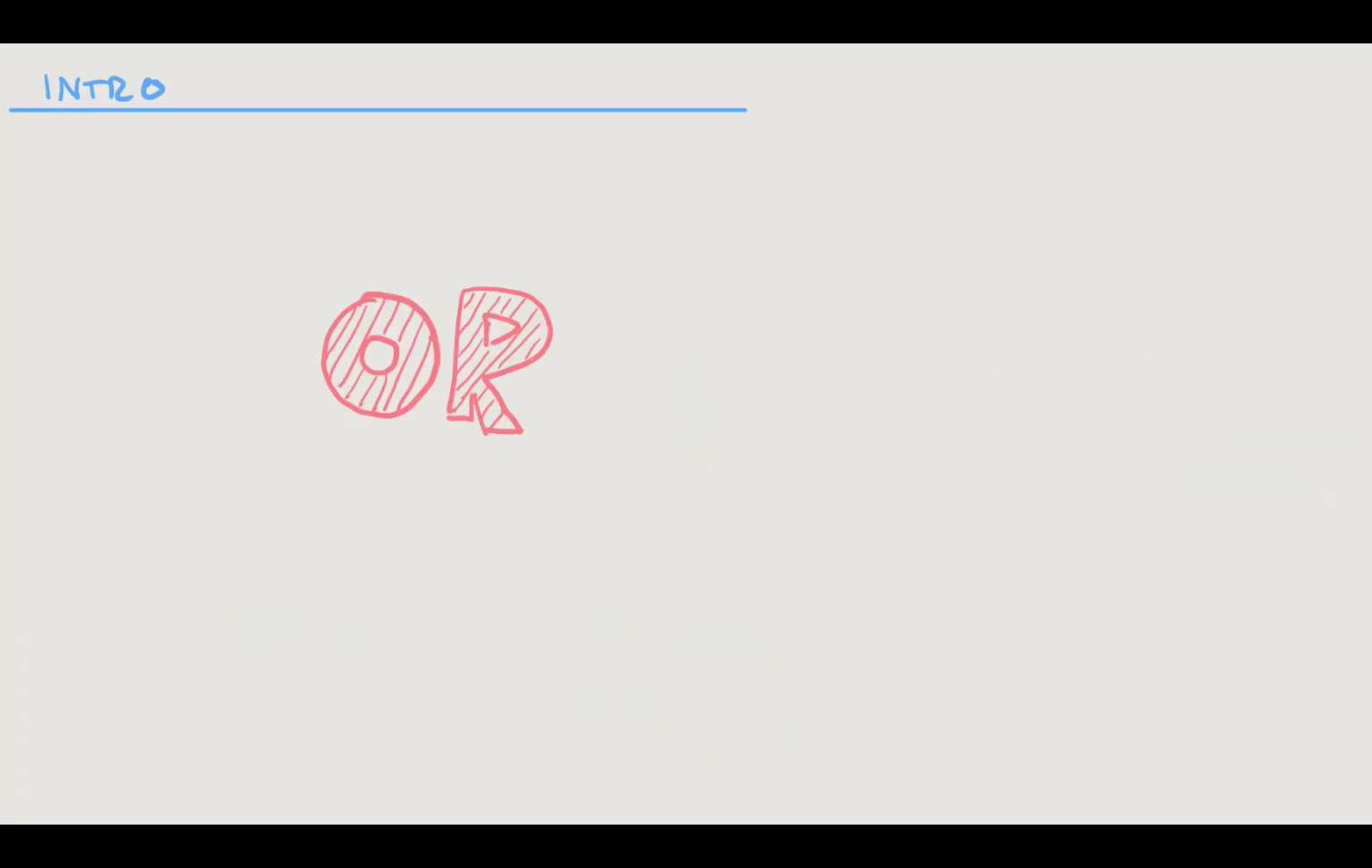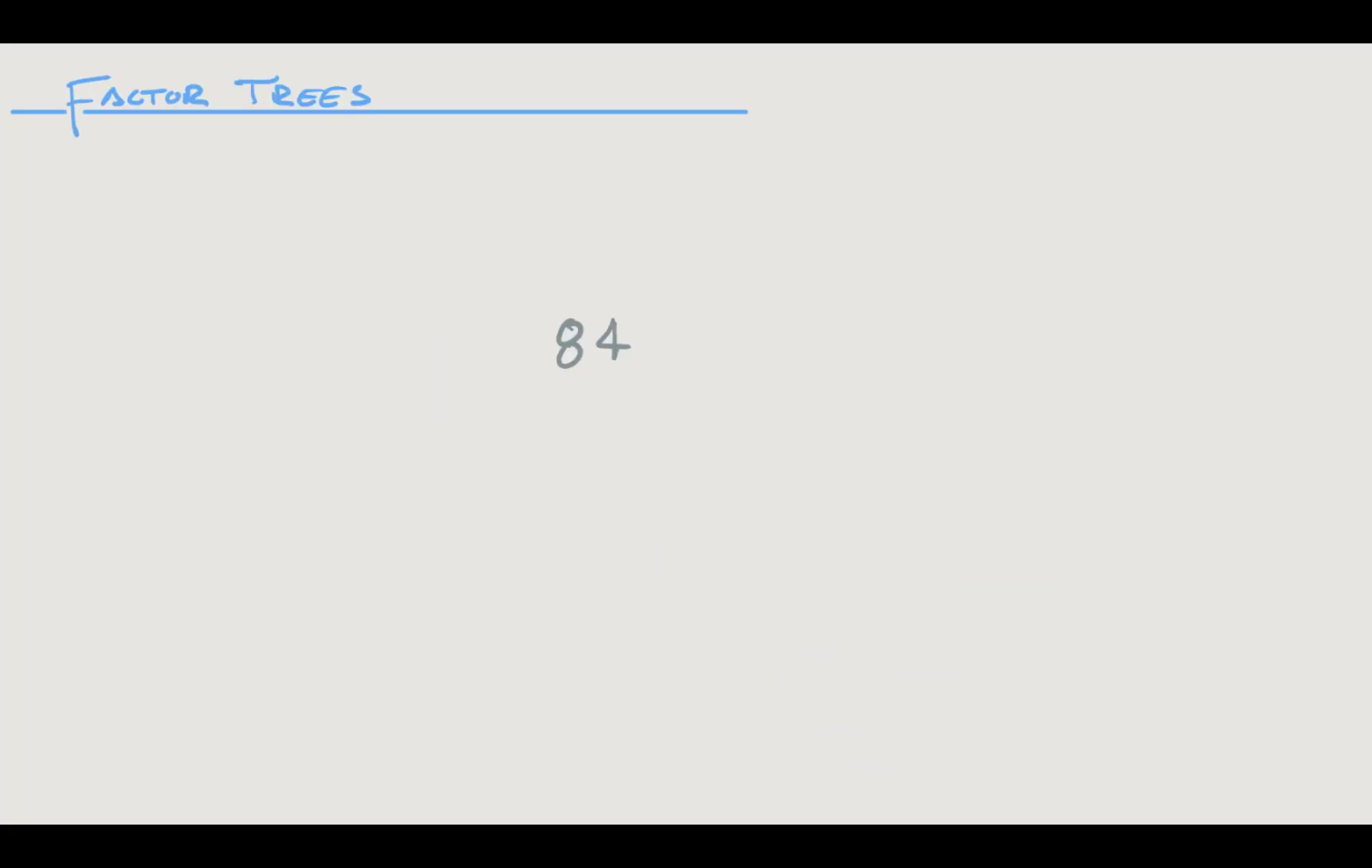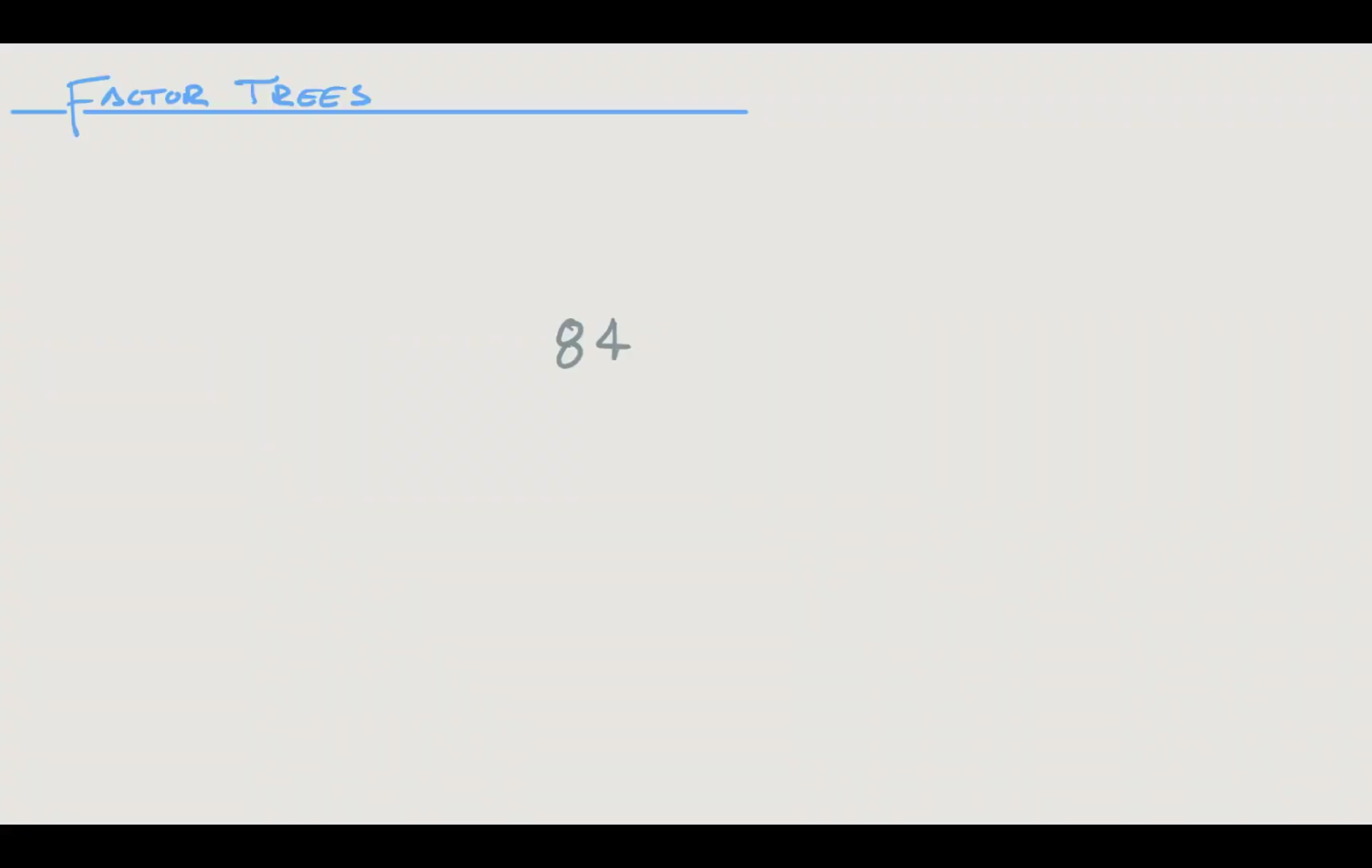Or what you could do is we could use factor trees. So what is a factor tree? Well, let's start with 84, right, as an example. Let's say I want to find the factor tree for 84. Essentially, what you're doing to find a factor tree is you're factoring this thing into its factors. You're breaking down the number into its individual factors.